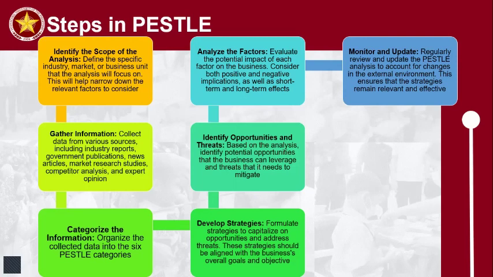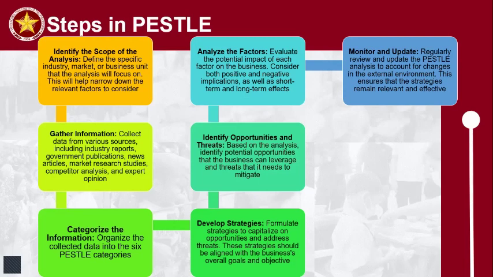Then we categorize the information and we label them into PESEL categories in the third section. Then we analyze the factors. We evaluate the potential impact of each factor on the businesses or the institution and consider both positive and negative implications as well as short-term and long-term effects. After we categorize, we analyze.